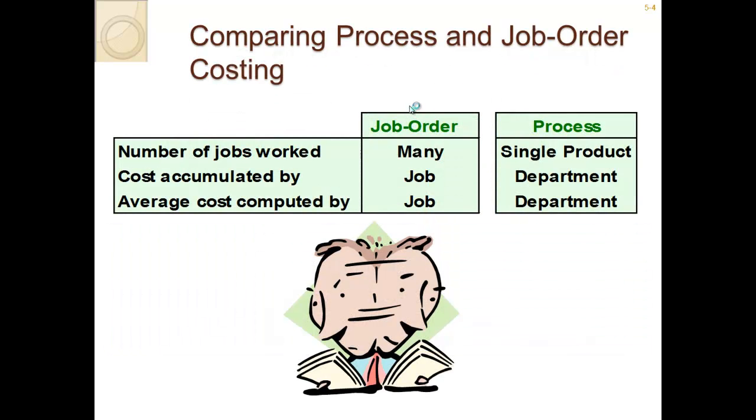So comparing process and job order costing, for job order, you have many number of jobs. You accumulate costs by job. So you would have job number 1, job number 2, job number 4,000, and each job would have their own costs associated to it. And the average cost is computed by job. Whereas if you're manufacturing like Coca-Cola, although they manufacture different products, Coke, Diet Coke, which have different ingredients, they would have a single product, they would accumulate cost by department, and then they would calculate average cost per department. So we're working on job order costing in this section.